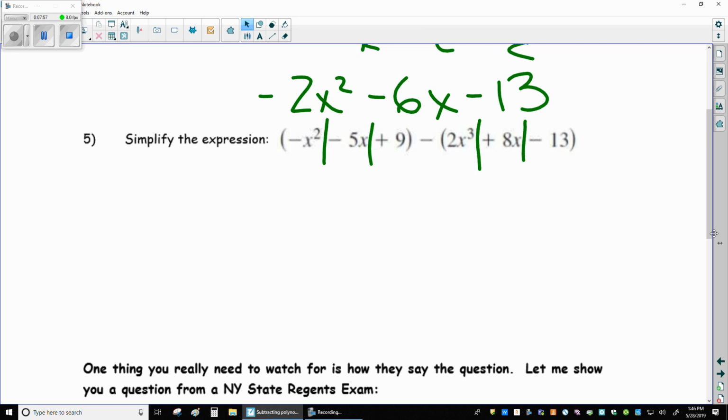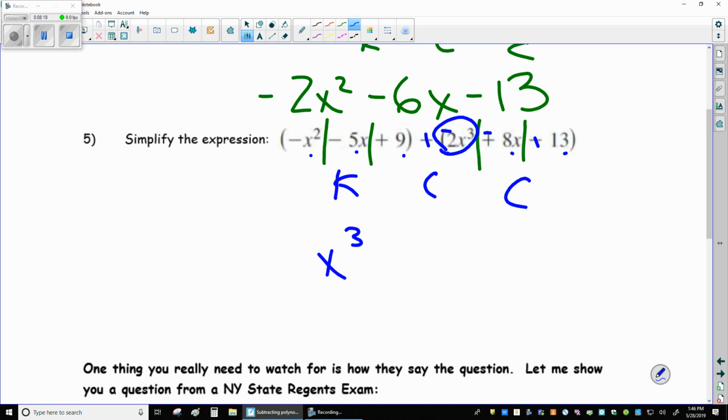So again, I'm going to keep, change, and change, because I don't like that minus sign. I'm going to make that a plus sign. But in order to do that, I have to compensate by changing all 3 of these. So the 2 positives became negative, and then that last negative became a positive. The biggest degree that I see out of all these is that x to the third. And these are the only ones I see, so I'm going to just drop that down. Negative 2x to the third. Then I'm going to drop down this negative x squared.